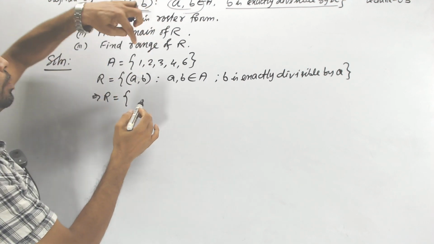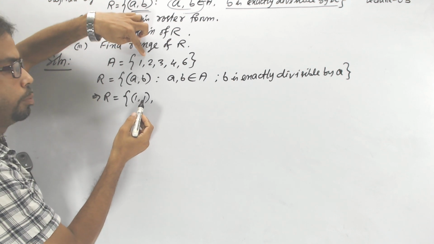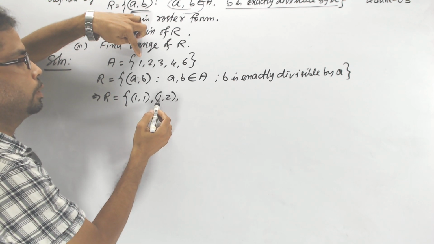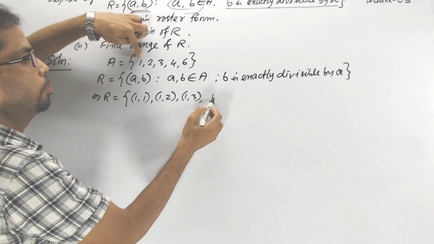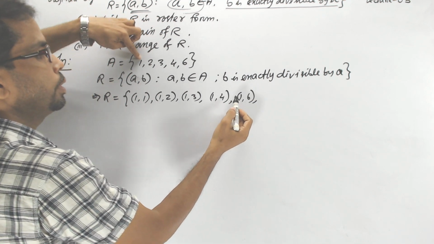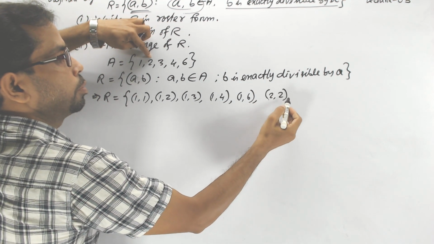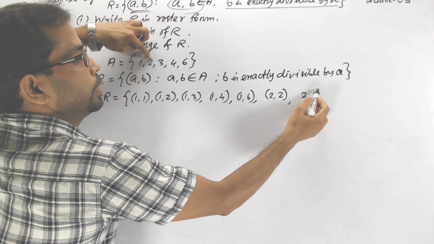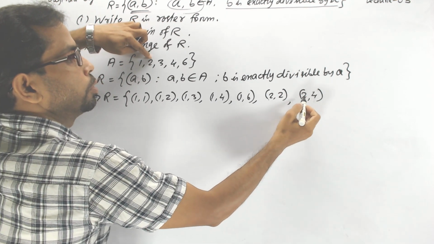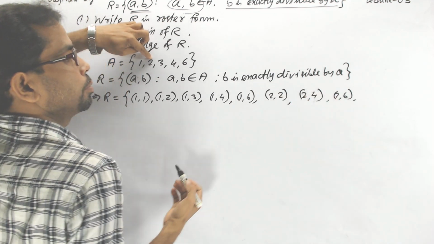I'll take 1. If I take (1, 1) it is possible, because 1 is divisible by 1. Second component is divisible by the first component, is correct. Then (1, 2) also possible, because 2 is divisible by 1. (1, 3) also will be possible. (1, 4) also possible. (1, 6) also possible, because all the second components are divisible by the first component. Then (2, 2), 2 is divisible by 2. Then if I write (2, 3), it will not be correct, because 3 is not divisible by 2. So (2, 4) will be possible, and then 2 can make a pair with 6 also, because 6 is divisible by 2.